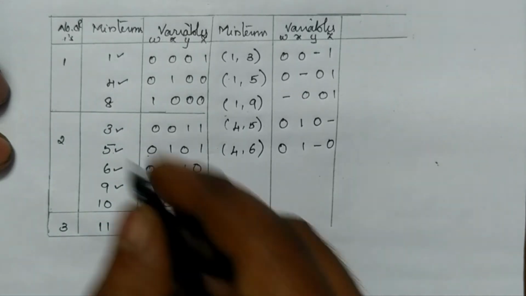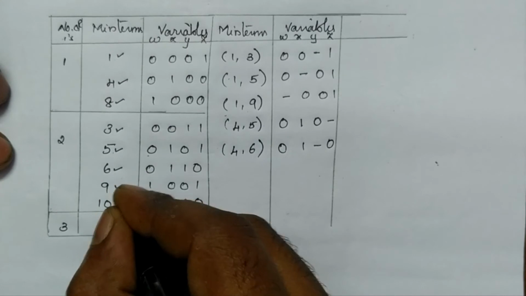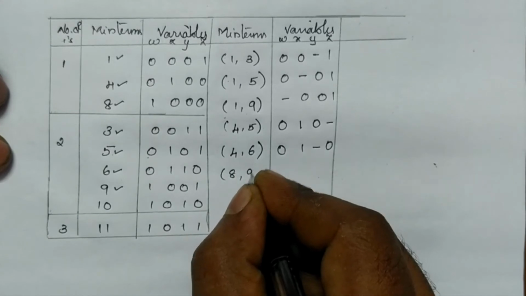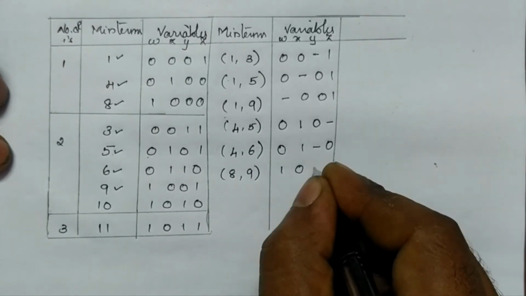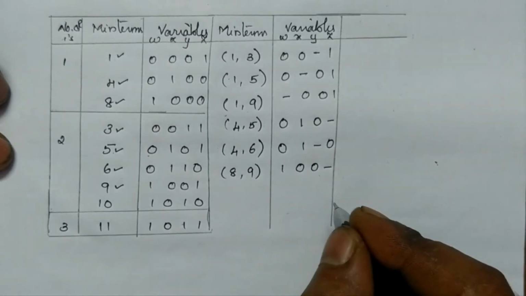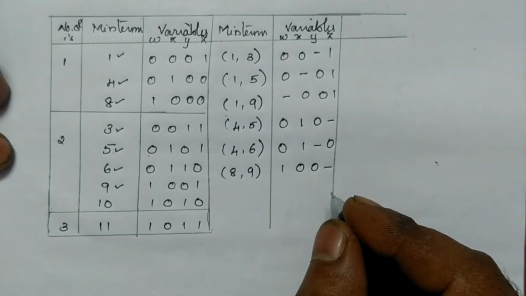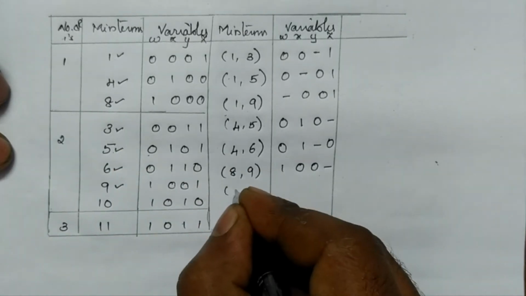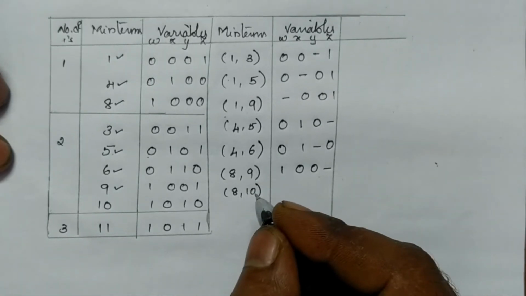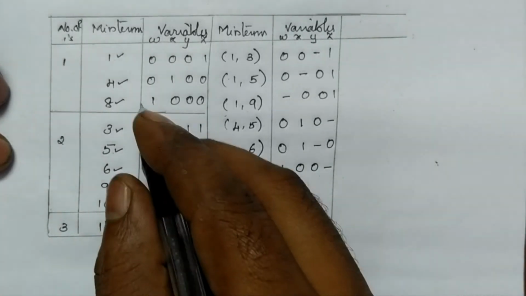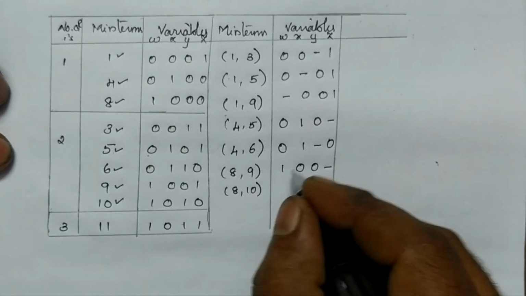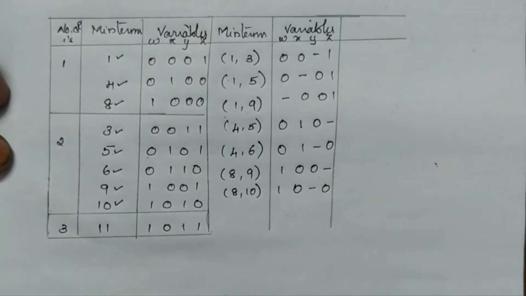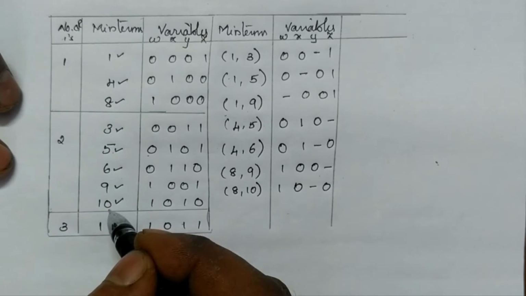8 and 6 not possible. 8 and 9 it's possible. Therefore 8 and 9 you need to make the tick mark. So here the values are 8, 9: 1 0 0, last bit 0 1 change. Therefore we need to make it as hyphen. Then 8 and 10 it's also possible. Here the value is 1 0 hyphen 0.